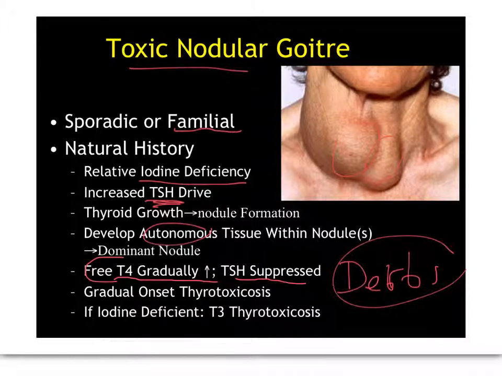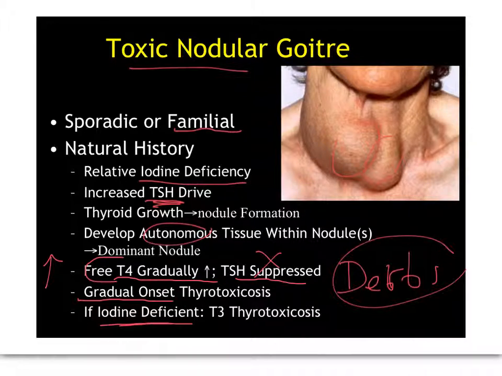So TSH levels get progressively lower, and very soon they become completely suppressed. So despite there being no TSH around, year on year free T4 continues to go up in small increments. So people experience a gradual onset thyrotoxicosis, and this can take decades to occur. So it often presents in older people.